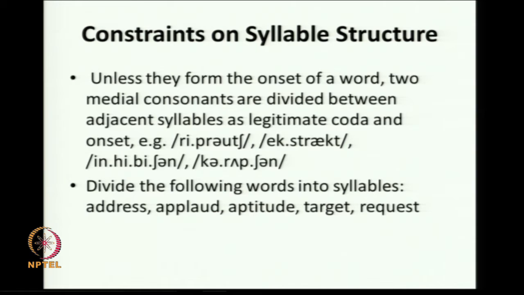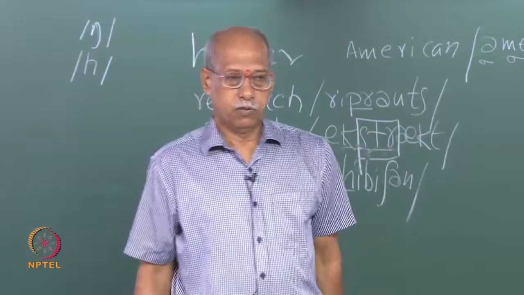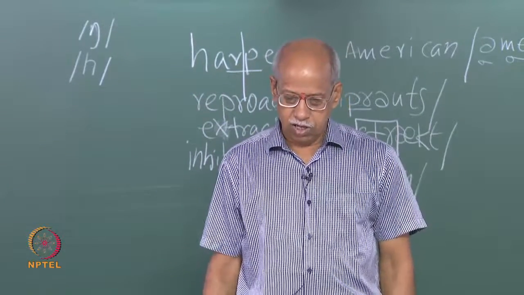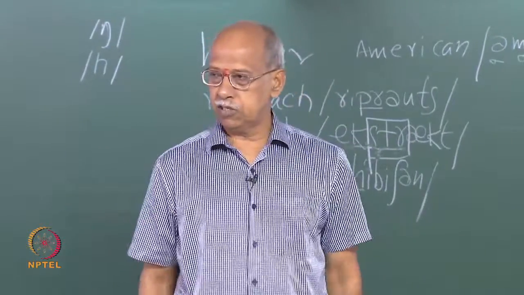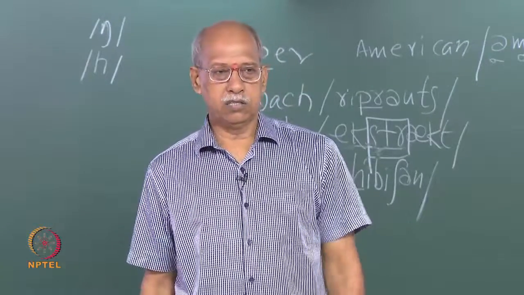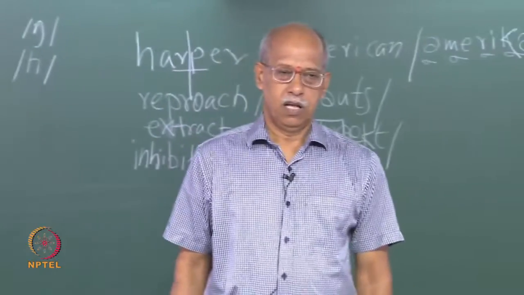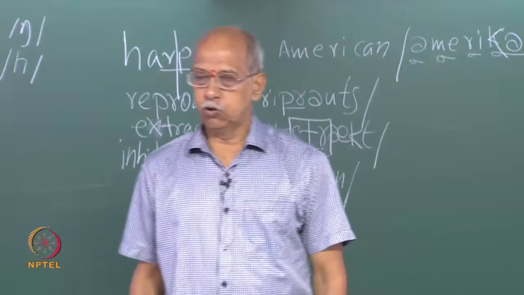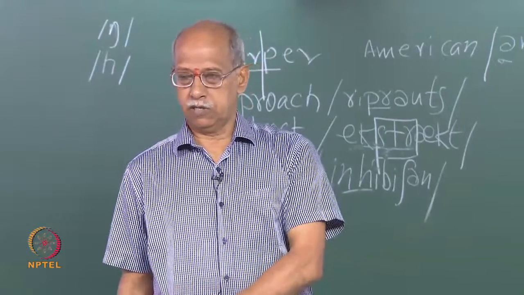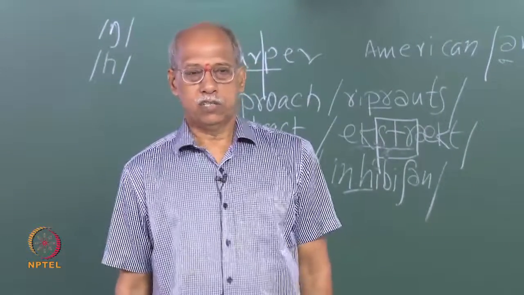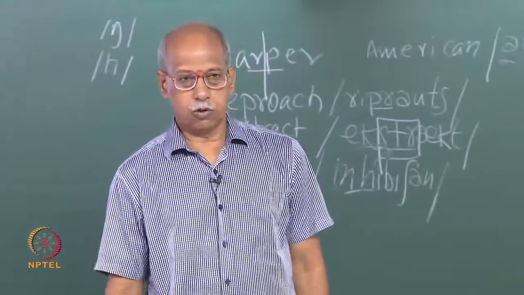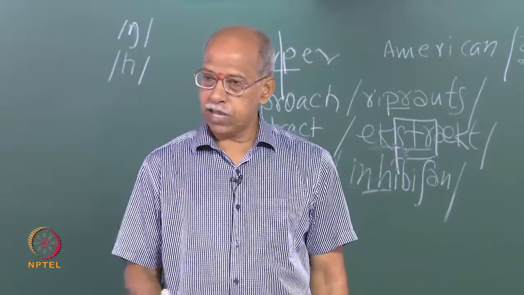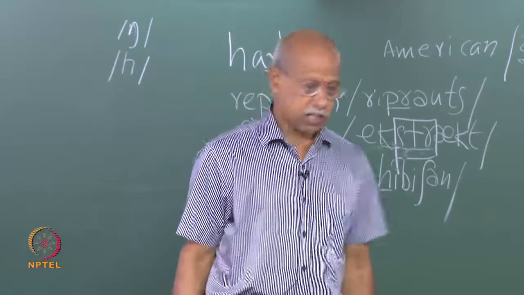a golden principle is that when you have two consonants coming together in the middle of a word, ask yourself if they ever occur at the beginning of a word. If they do, then they are the onset of the following syllable. And if they don't, then they go to the coda of the previous syllable, or they can be split in between. Look at examples like reproach.